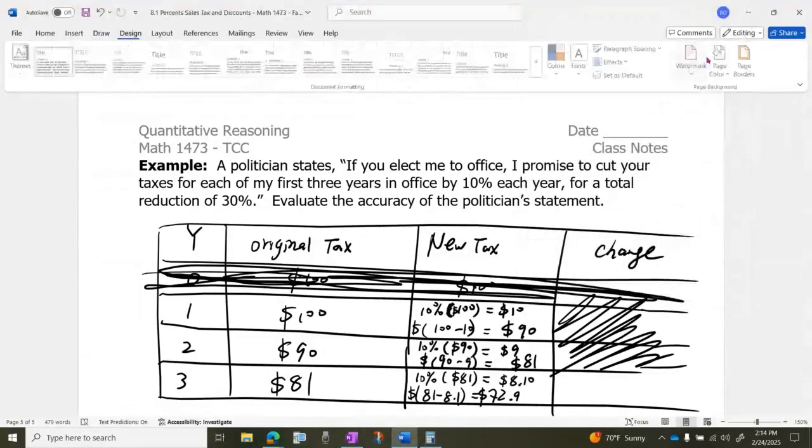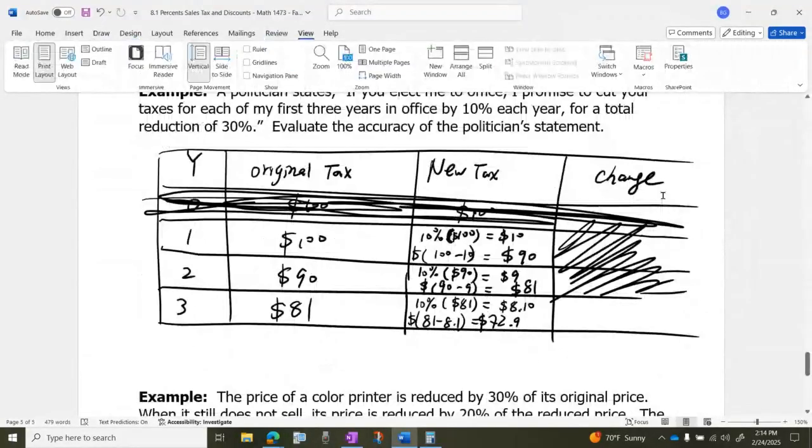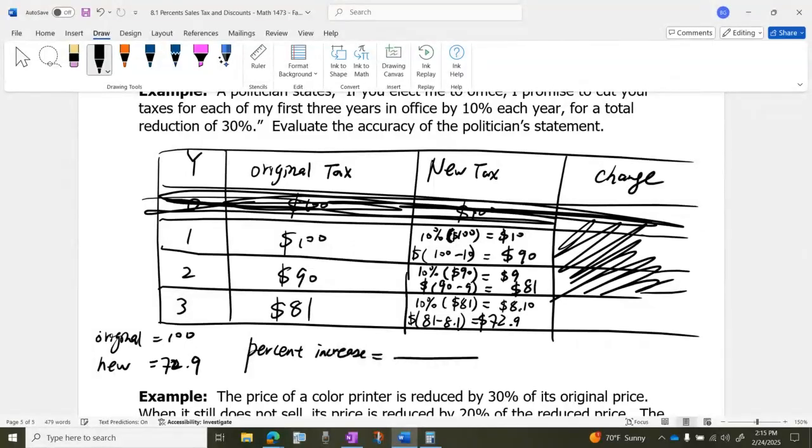after 3 years, okay? If we now look at the 3 years as one whole time period, the original tax you need to pay is 100. The new tax you end up paying is 72.9. Let's see what is the percent increase. All right. Let's see how much percent decrease. My bad. Percent decrease. You pay less tax.